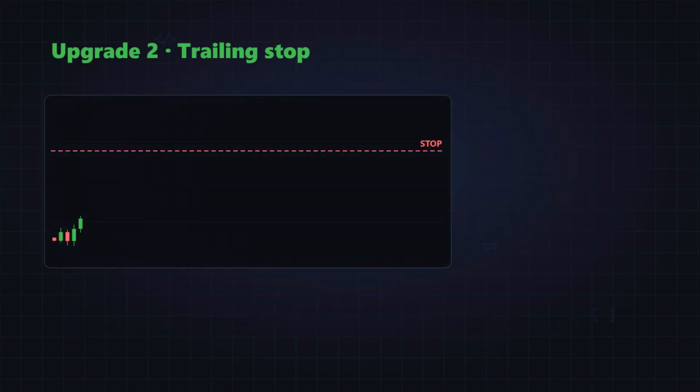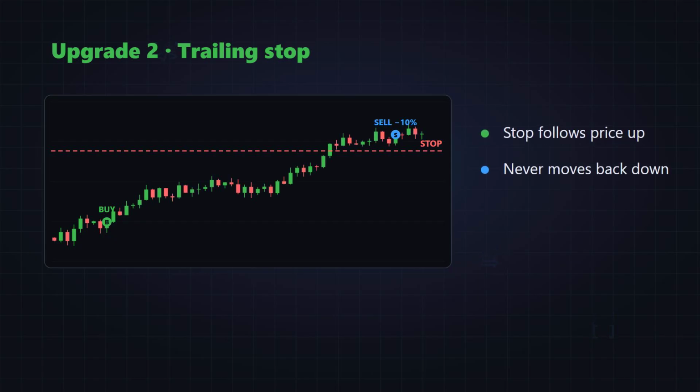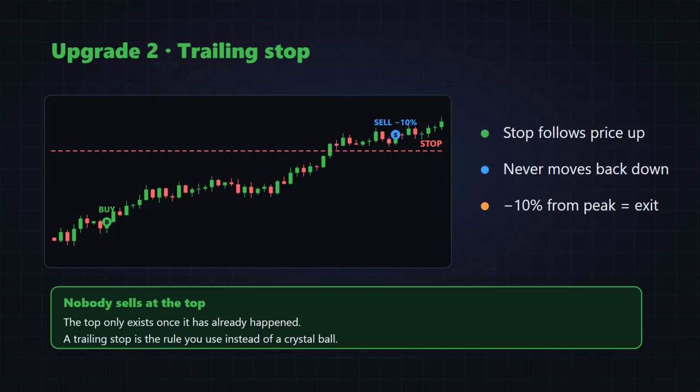Number 2, the trailing stop. Once a trade is actually in profit, the stop loss follows the price upward. If the price then falls back 10% from its highest point, the bot sells. This is the answer to a problem every beginner has, which is wanting to sell at the exact top. Nobody sells at the top. The top only exists once it has already happened. A trailing stop is the rule you use instead of a crystal ball.